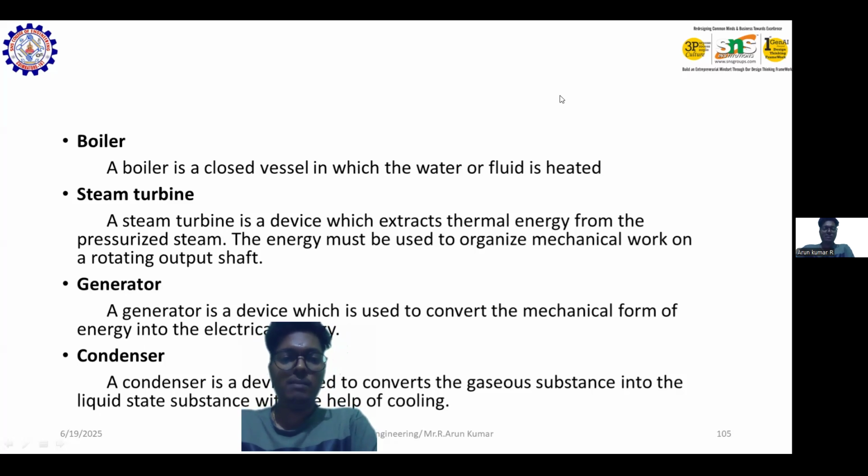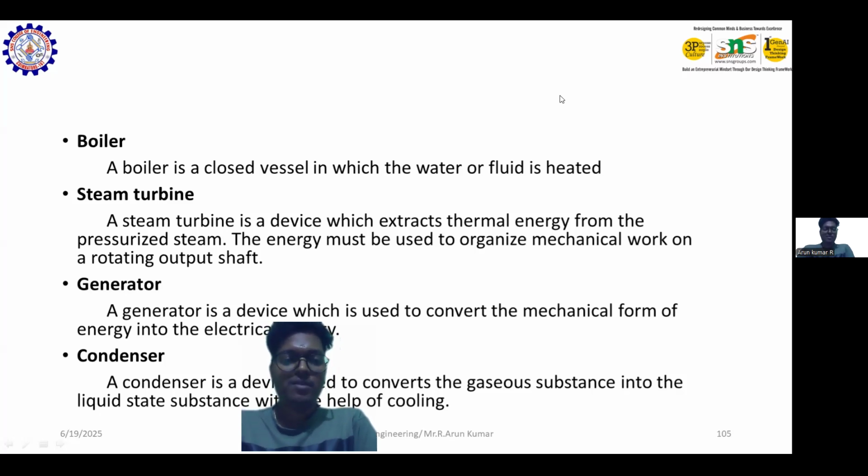Then we move to the steam turbine. A steam turbine is a device which extracts thermal energy from the pressurized steam. That energy is then used to produce mechanical work on the rotating output shaft. The thermal energy extracted by the turbine is converted into mechanical energy. So one form of energy is converted into another form, according to the law of conservation, and transferred as mechanical work by way of the rotating shaft.